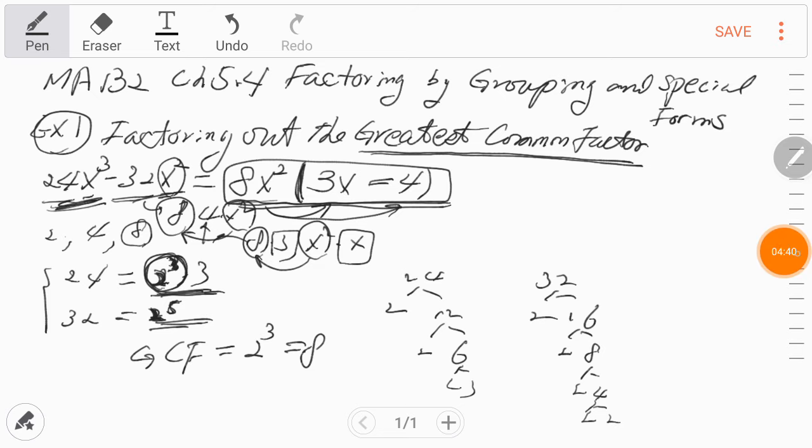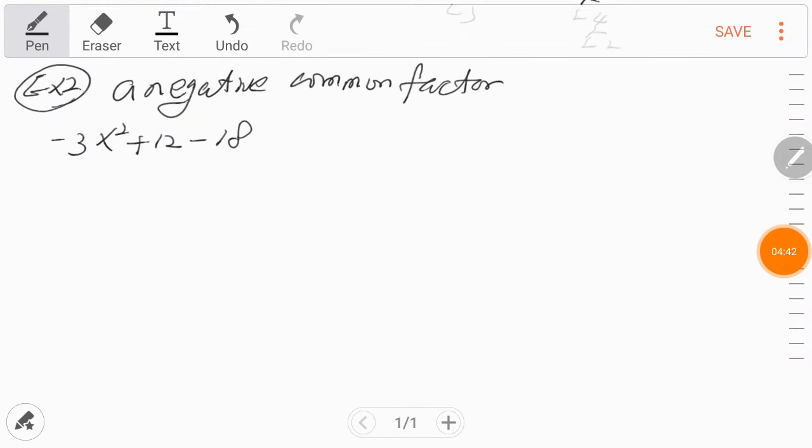Okay, let's try the next one. When we factor a trinomial and the leading coefficient of this polynomial is negative 3, then we usually factor out the negative as well. So the common factor is, in this case, 3. We will factor out with the negative sign because the leading coefficient is negative. So we factor negative 3 out, and then x squared in parentheses. Since we factor out the negative, we have to change the sign of each term.